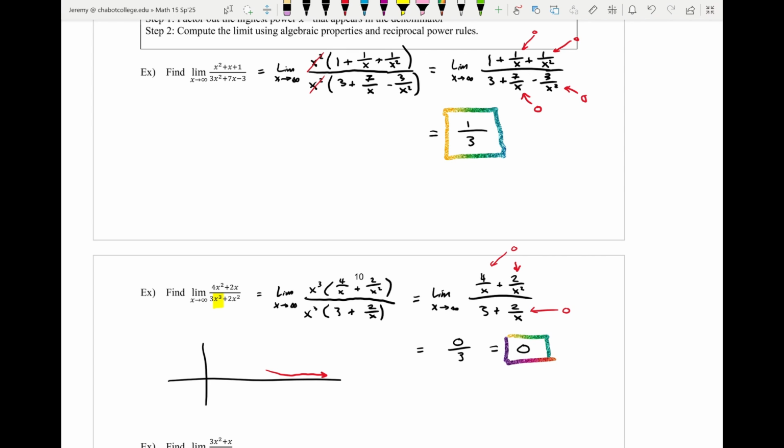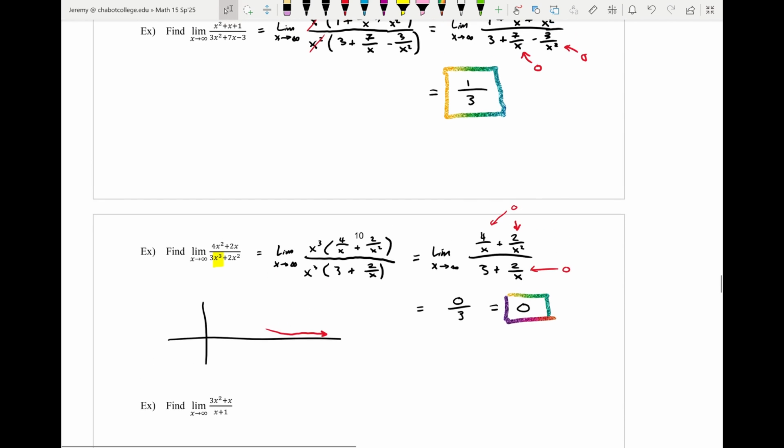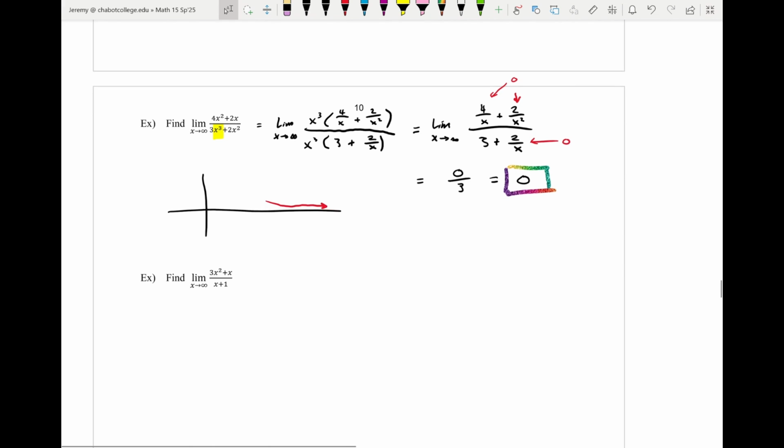So notice that from this step to this step, this is where I actually evaluate the limit, let x go to infinity, all of those fractions go to 0. So be sure not to drop this, right? Don't stop writing that until you actually evaluate the limit, because you will lose points for doing that. Okay, so that limit went to 0.